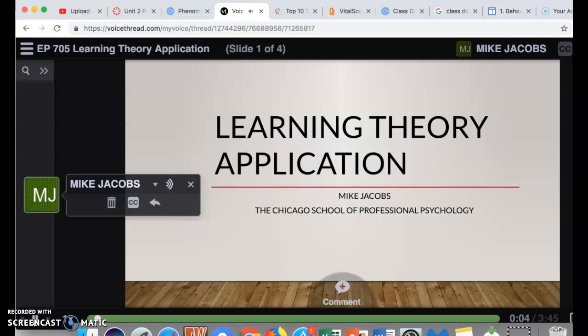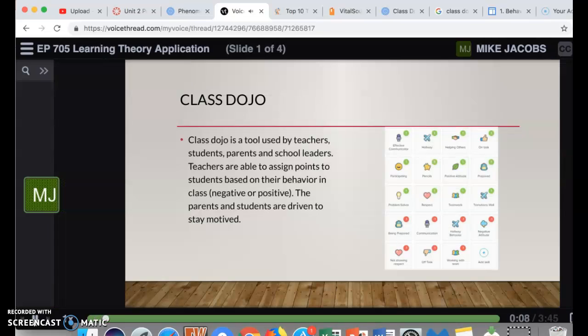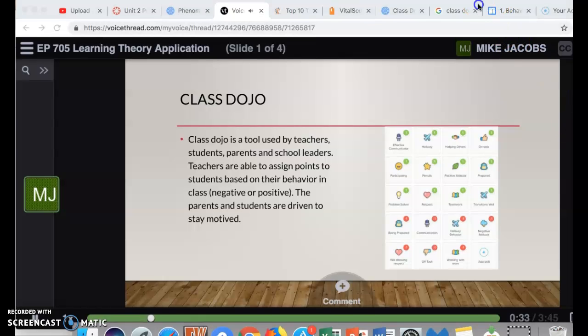Welcome to my presentation on learning theory application. I chose to do Class Dojo. Class Dojo is a tool used by teachers, students, parents, and school leaders. Teachers are able to assign students points based on their behavior in class. There may be negative points or it may be positive points. The parents and the students are driven to stay motivated due to the use of Class Dojo.